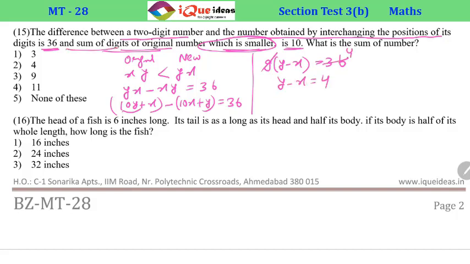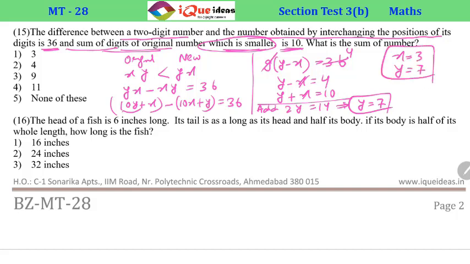And the sum of original digits is given 10, so that means y plus x is equal to 10. So simple equation situation, add them, you will get x and x cancel, 2y equal to 14. So this gives us y is equal to 7. If I put in any one of the equations, x will be equal to 3. So x is equal to 3, y is equal to 7. That means the original number is 37.